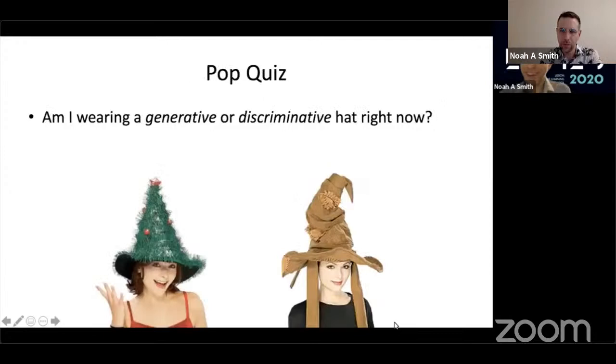Okay, pop quiz. You have some background and a lecture already in machine learning, at least. We talk sometimes about two families of approaches in machine learning, generative and discriminative. From the very little that I've said so far, I want you to think about this. Which kind of machine learning hat am I wearing? Am I talking about generative machine learning or discriminative? I'll wait a second while you think about it.